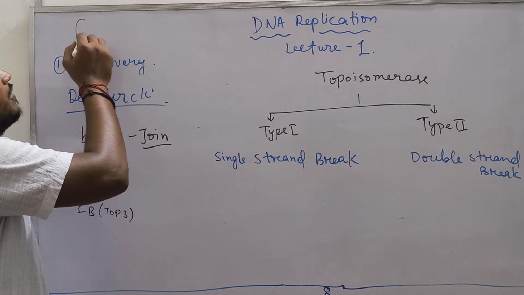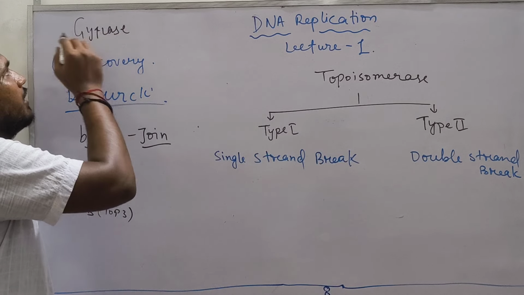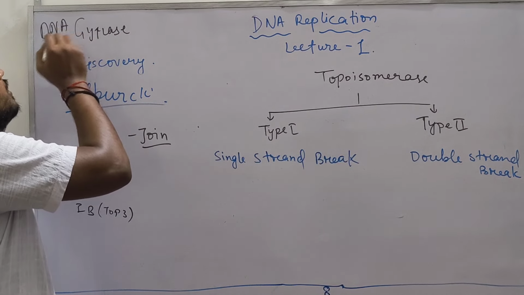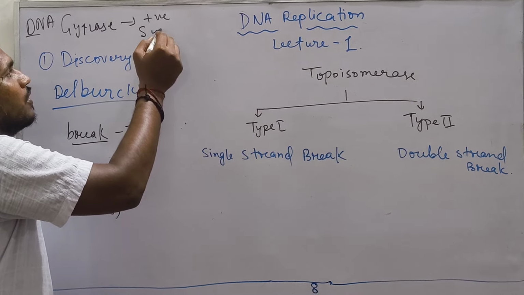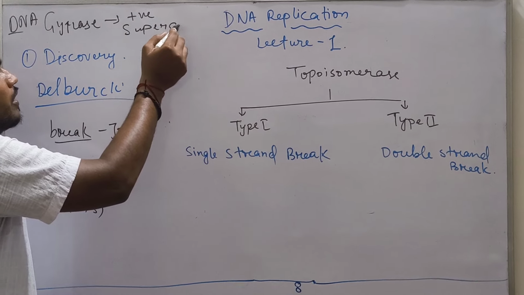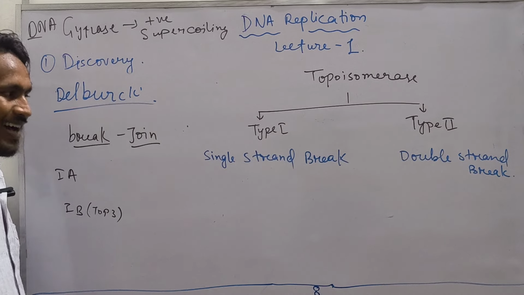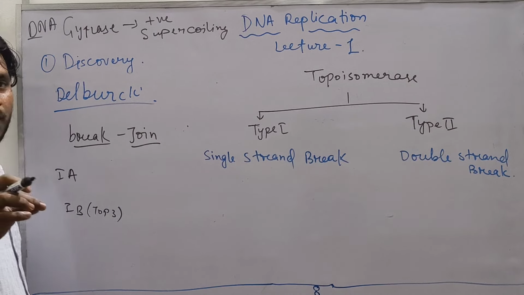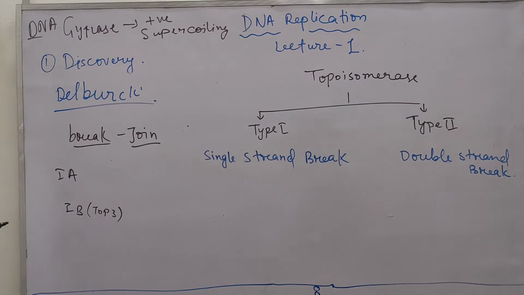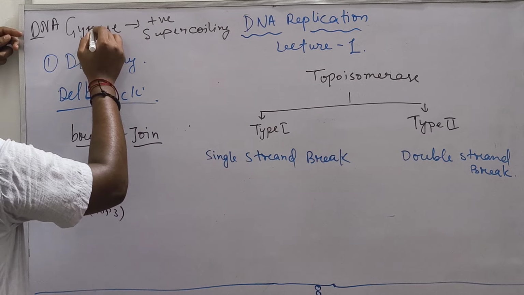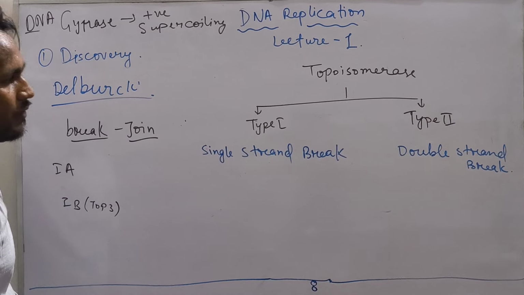But the enzyme called gyrase, where will it be found? It will be found in prokaryotes. This DNA gyrase, you must know about it. This DNA gyrase induces positive supercoiling. But the rest of the topoisomerases give negative supercoiling. These all are negative supercoiling. One more enzyme is there, DNA gyrase, and the reverse topoisomerase are involved in positive supercoiling.